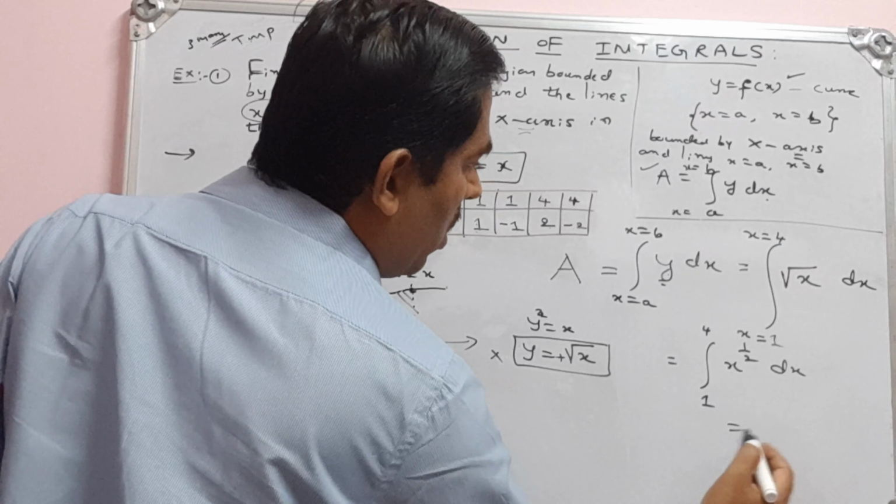So it is a definite integral. Don't write the constant. 1 to 4. X to the power of n plus 1, that is half plus 1 means 3 by 2, divided by n plus 1, that is 3 by 2. So now upper limit minus lower limit. So the definition of definite integral: upper limit minus lower limit.